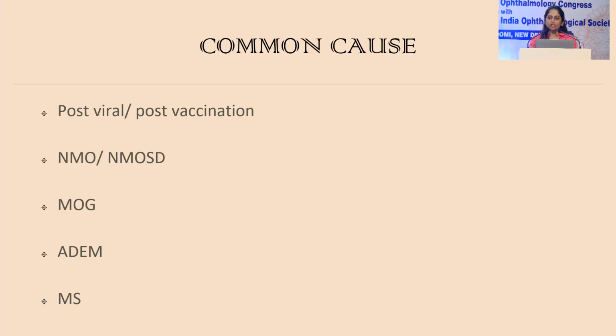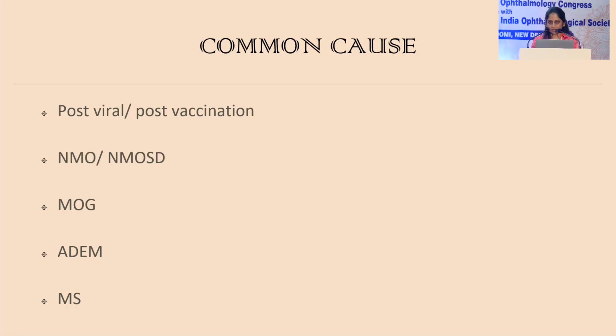So the common cause here is post-viral. So post-viral infection and post-vaccination, you see a lot of optic neuritis happening. So with the advent of a lot of investigations as we are doing, more of immunological workup, we see a lot of cases presenting with neuromyelitis optica and NMO-related spectrum disorders. So whenever you see a long segment of optic nerve involvement with chiasmal involvement, and the response to steroid is poor, that is when you think of NMO.